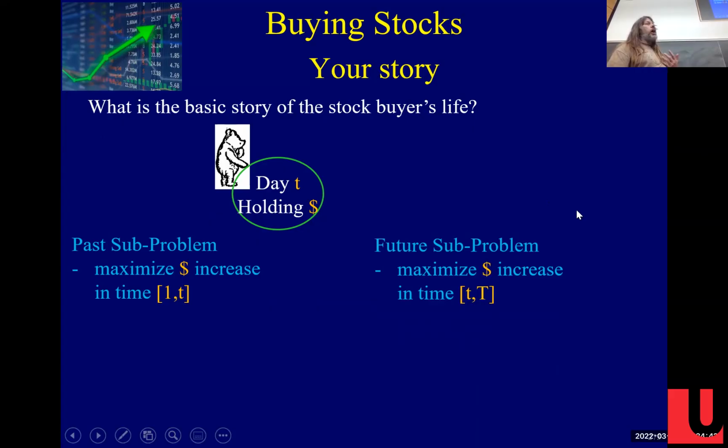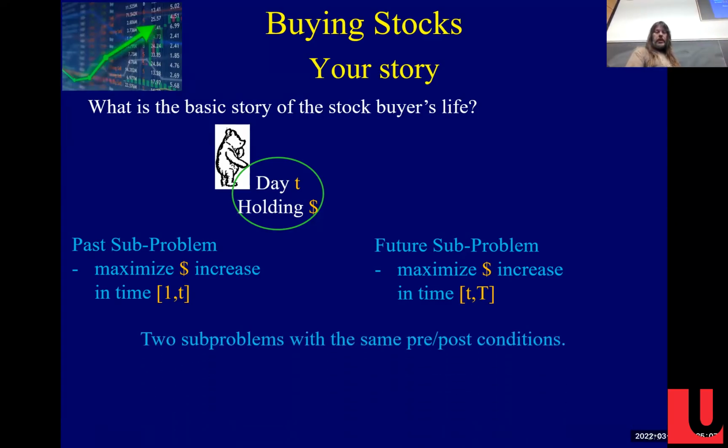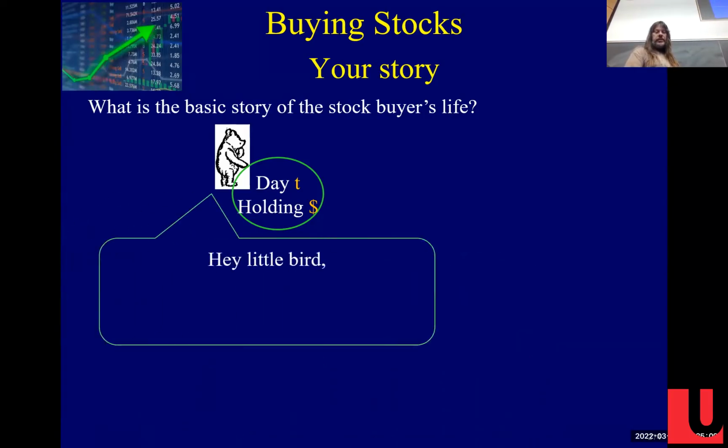And we have a future problem, which is given we have cash here, what should we do in the future, buy and sell, in order to maximize the cash at the end, right? So you see, if I tell you the fact that we're standing here, it breaks the problem into two subproblems, which are similar, right? Everybody good with that? All right, same pre-post conditions, so we can give them our print. All right, so now we're going to go forward.